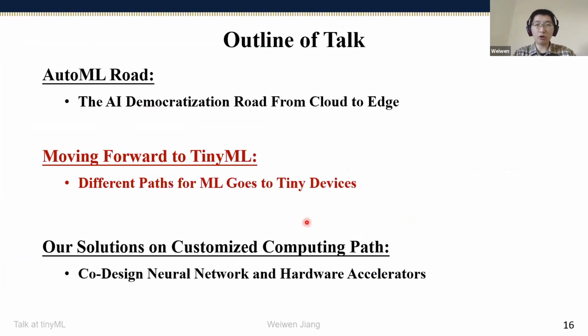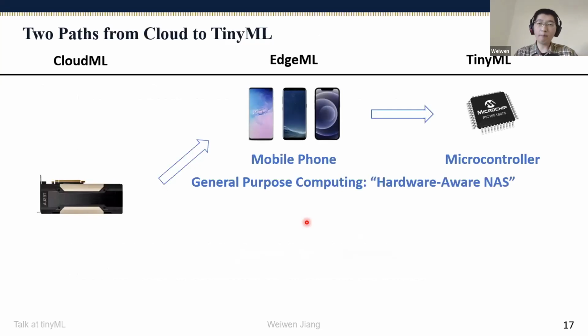Now we have seen the road from cloud computing to edge computing using either mobile phones or FPGAs. Moving forward, we are going to see how the path evolves towards tiny machine learning, that is, for tiny devices. Following the mobile phones, the first path, also the typically considered path at the current stage, is to apply hardware-aware neural architecture search to microcontrollers. The property of this path is that the computing resources are for general purpose, like the CPU and GPU.